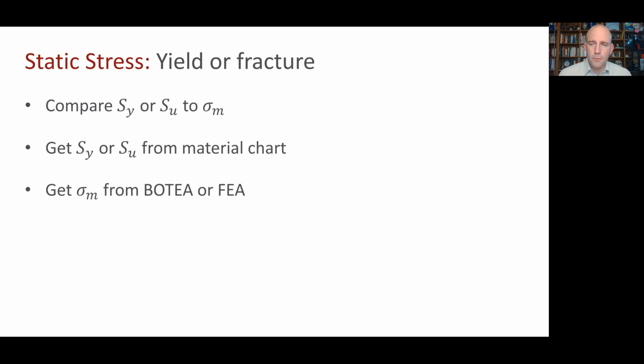Yield and fracture are probably the most familiar to us at this point, and we've been applying these already. And what you do is you compare the yield strength or ultimate strength of the material to the maximum stress you expect your component to experience. You get those strengths from a chart specific to the material, and you get your stress from back of the envelope analysis or finite element analysis.